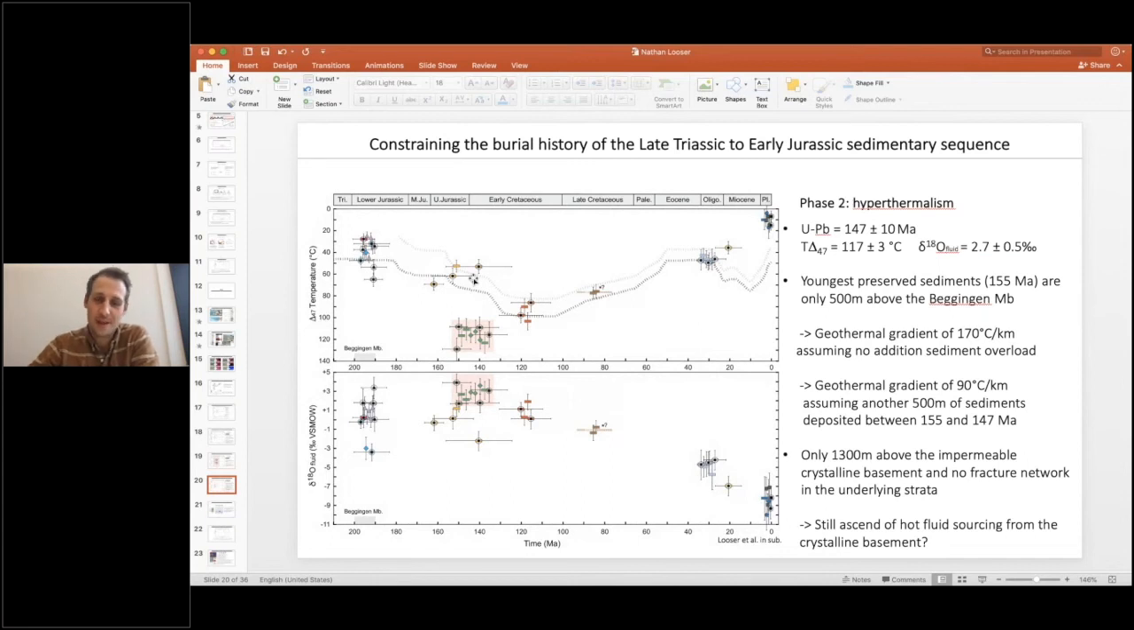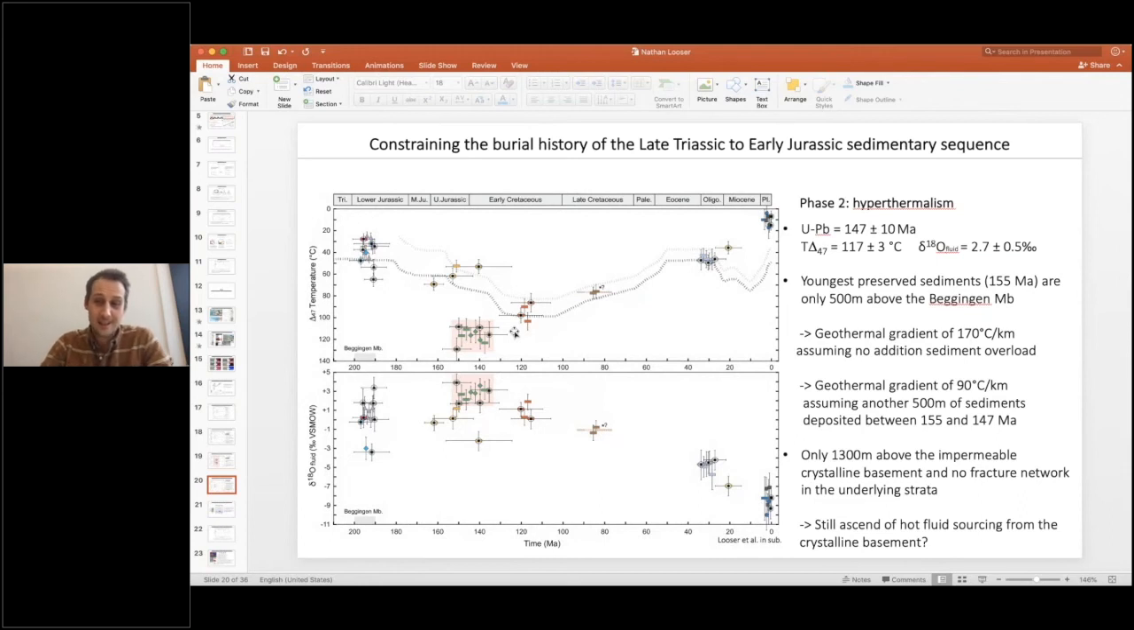We have a uranium-lead age of 147 plus or minus 10 million years that we measured on 4 different samples. So this is a weighted average of these four ages. And we have a clumped isotope Δ47 temperature of 117 degrees and a fluid δ18O of plus 2.7. Interestingly, we have the youngest preserved sediments on top of that that are 150 million years old. So, at 155 million years, it's almost within error of the uranium-lead age of these cements.